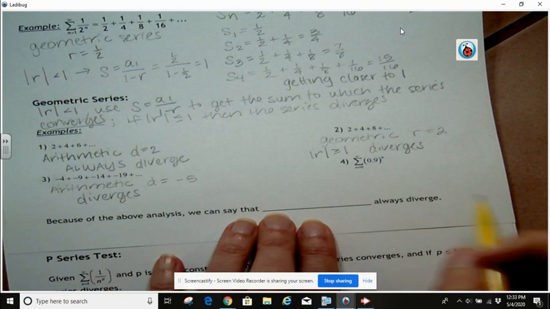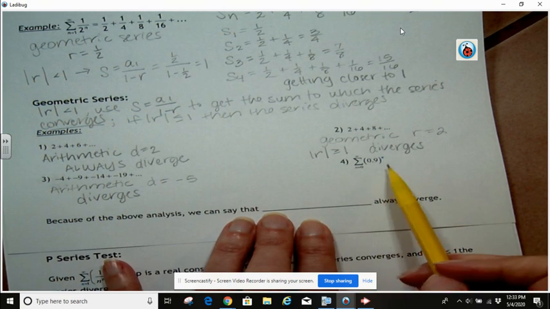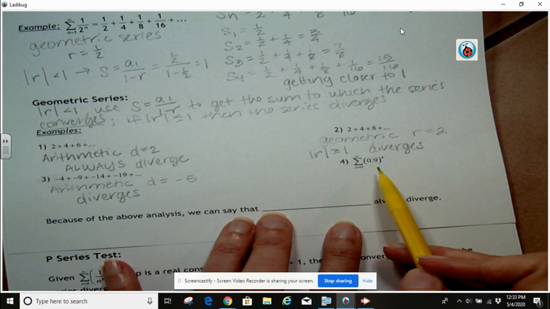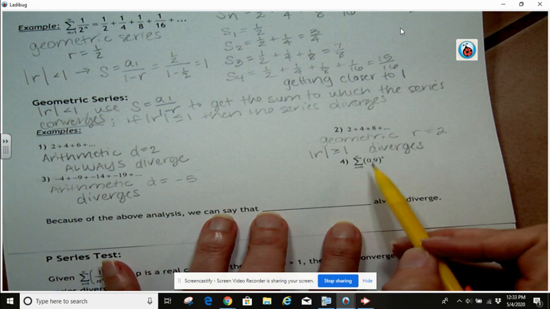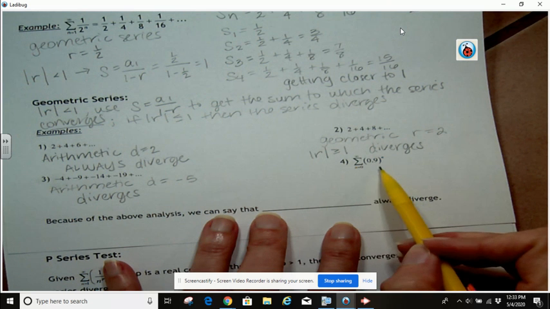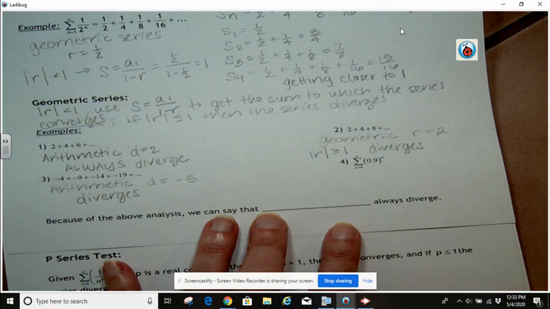For number 4, so this one is a little less specific. It's written in that infinite series format. If you want to write out a couple terms, you could substitute in 0 and get the first term, and then substitute in 1 and get the second term, and substitute 2 and get the third term, as many times as you wanted to get to see what the pattern is.